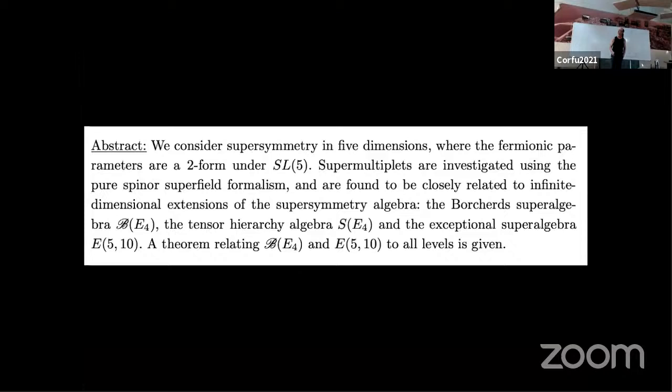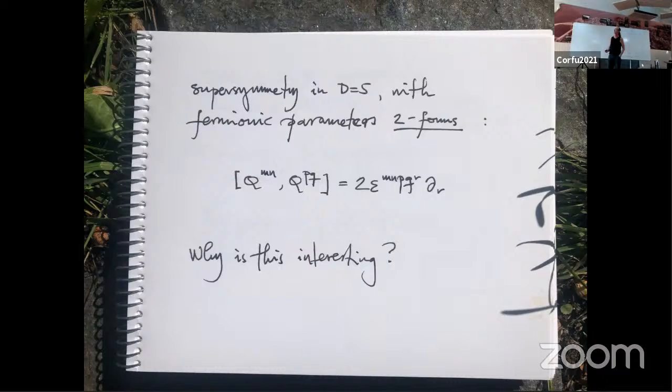So let's skip that. What I'm essentially doing is funny supersymmetry. We start in five dimensions, but the fermions are not spinors. They are two-forms. So why on earth would you do this, and why is it interesting? Well, there are several reasons.